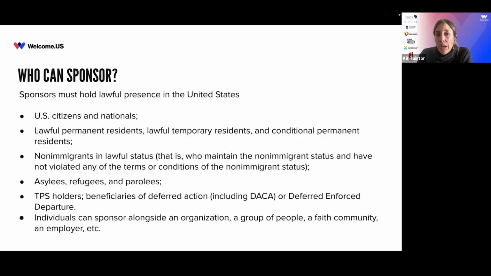I think it's really great to look at the large degree of the different immigration statuses that can become sponsors. And it's really important to recognize that individuals live in the United States with all different immigration statuses. And this is one program where we can all lean in and really make a difference on behalf of those seeking safety. It's also really important to note that you don't have to sponsor alone. You can sponsor as part of an organization, with a group of friends, as part of your Rotary Club, or with members of your faith community. In short, there's a place in this sponsorship program for most of us that call the United States home.